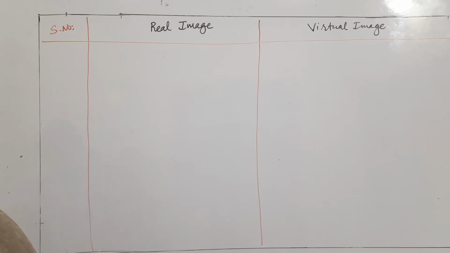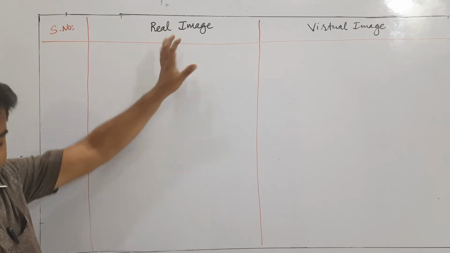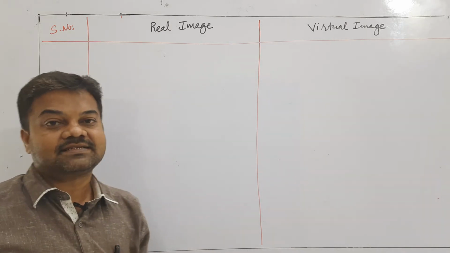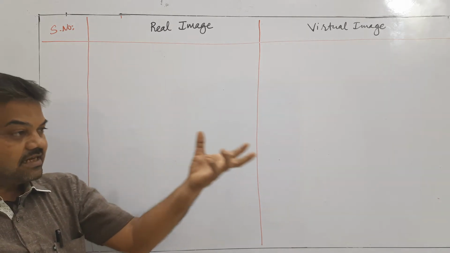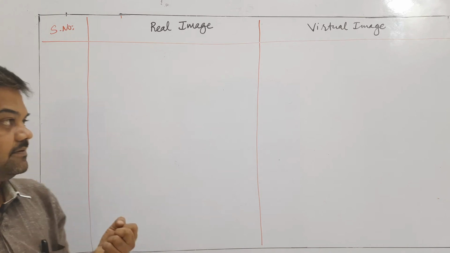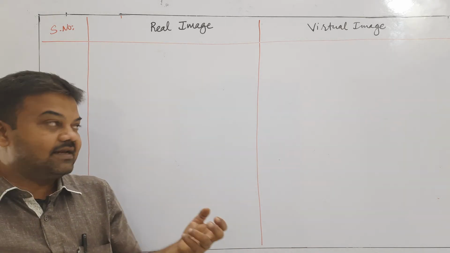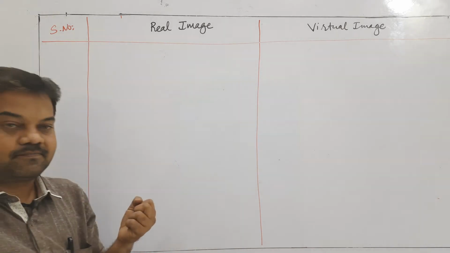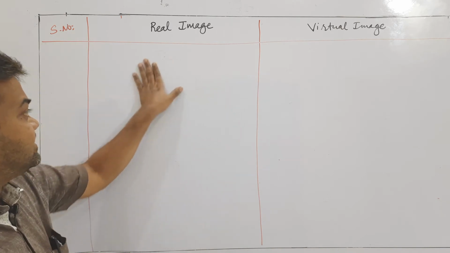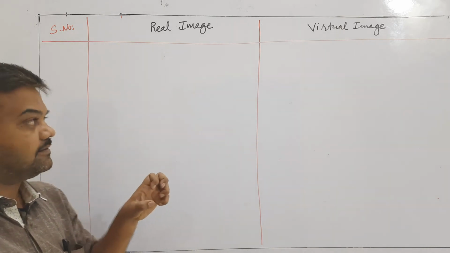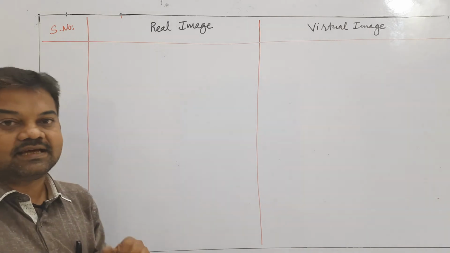What is a real image? Real image means, simply by definition, the image which can be brought upon a screen. The image which can be caught upon a screen, that image we are calling a real image.